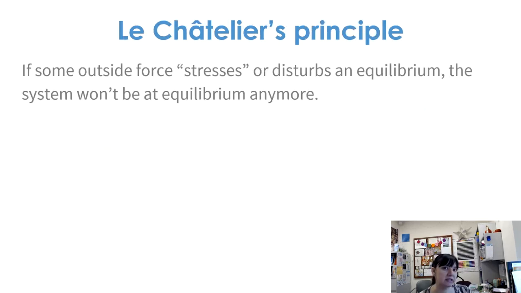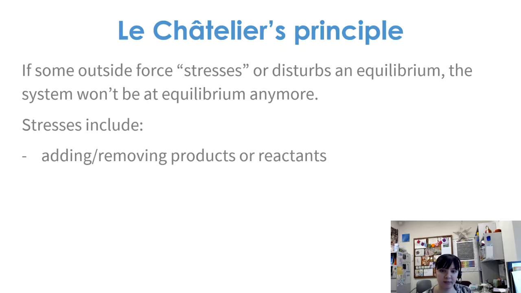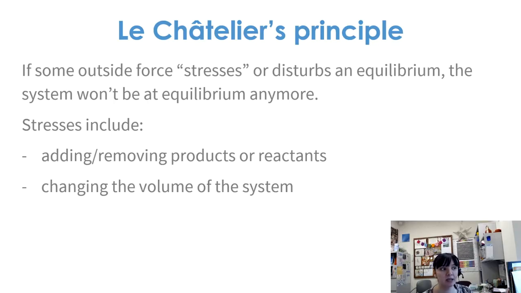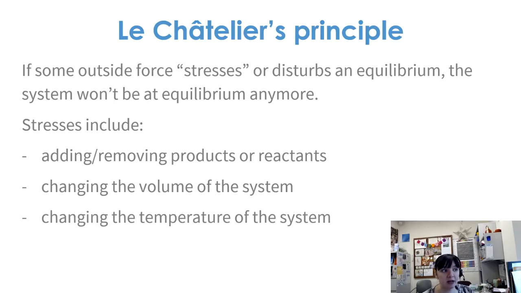So this brings us to this idea where, if I have a reaction that is at equilibrium, it's happy, it's not going to change at all. But I can do things to it, or some outside force can do things to that reaction that will knock it out of equilibrium. These are referred to as different stresses that can be applied to an equilibrium. So a stress may be adding or removing products or reactants. A stress may include changing the volume of our system, thus changing essentially the concentrations of our products and reactants, or even changing the temperature of our reaction.